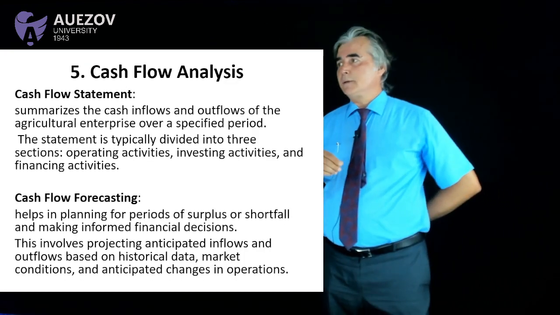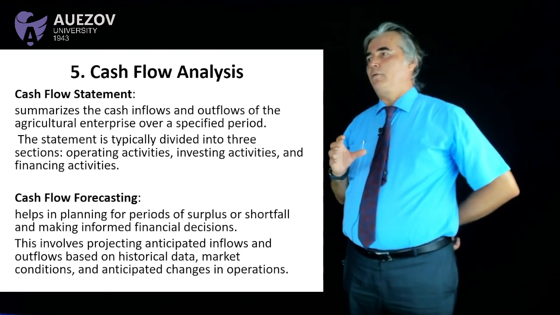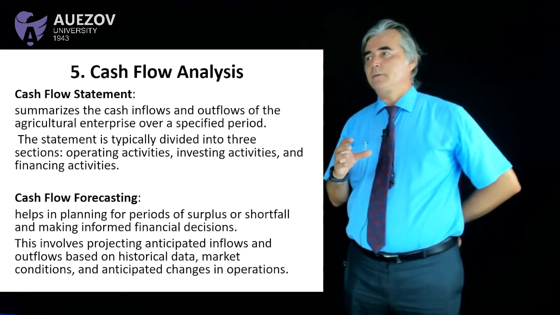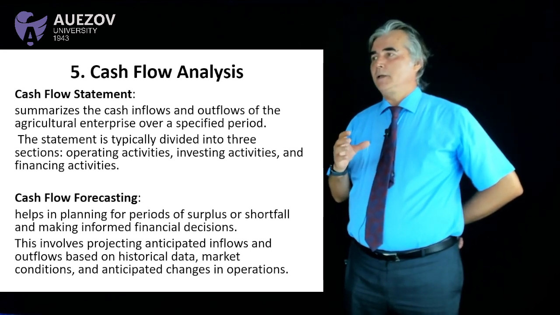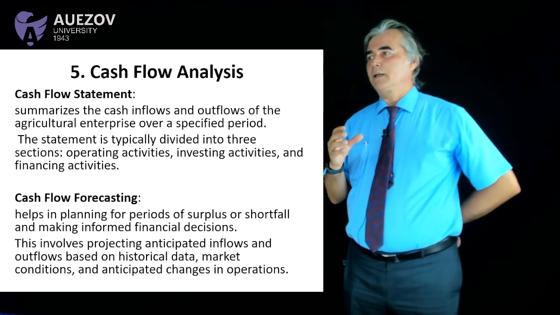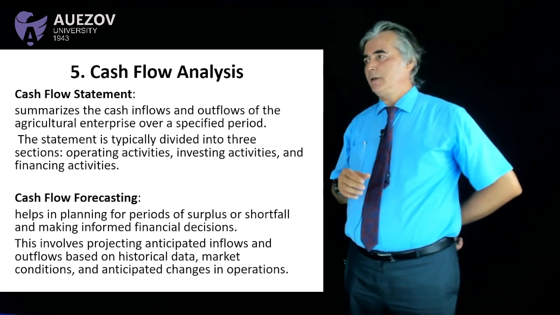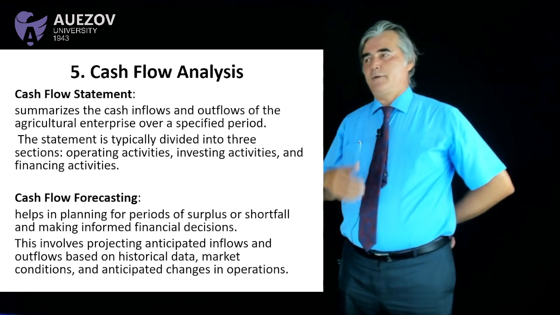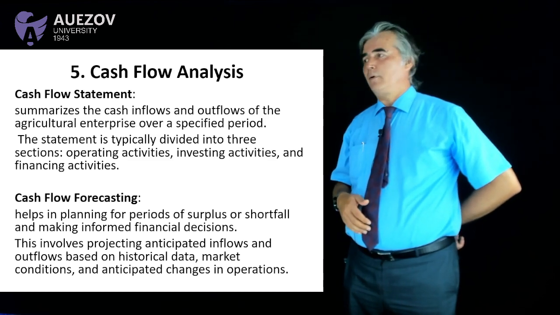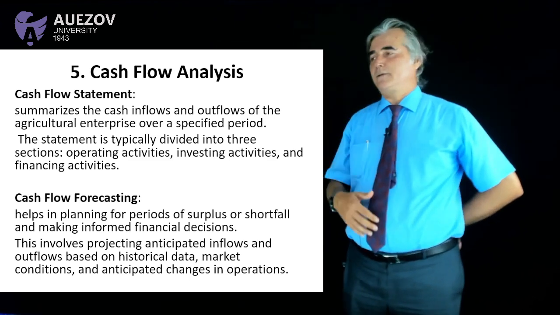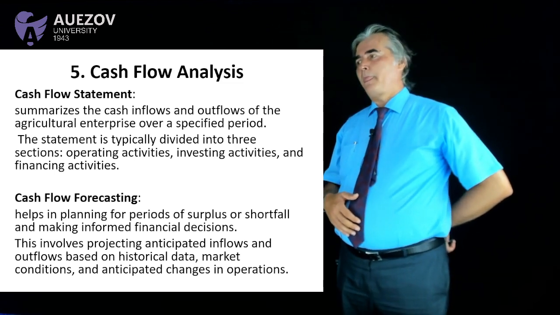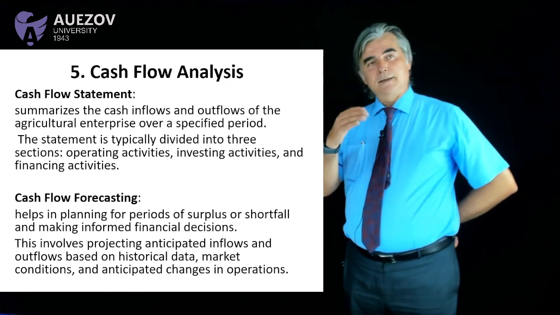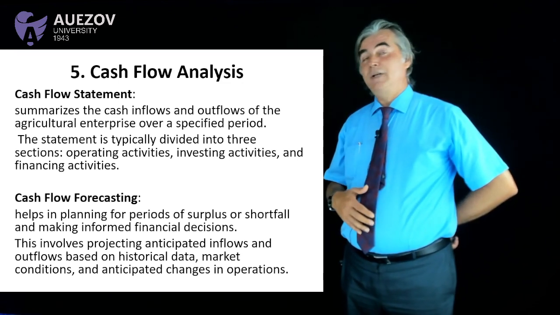A cash flow statement summarizes the cash inflow and outflow of the farm over a specific period. The statement is typically divided into three sections: operating activities, investing activities, and financing activities. Cash flow forecasting helps in planning for periods of surplus or shortfall, and making informed financial decisions, and involves projecting anticipated inflow and outflow based on historical data, market conditions, and anticipated changes in operation.